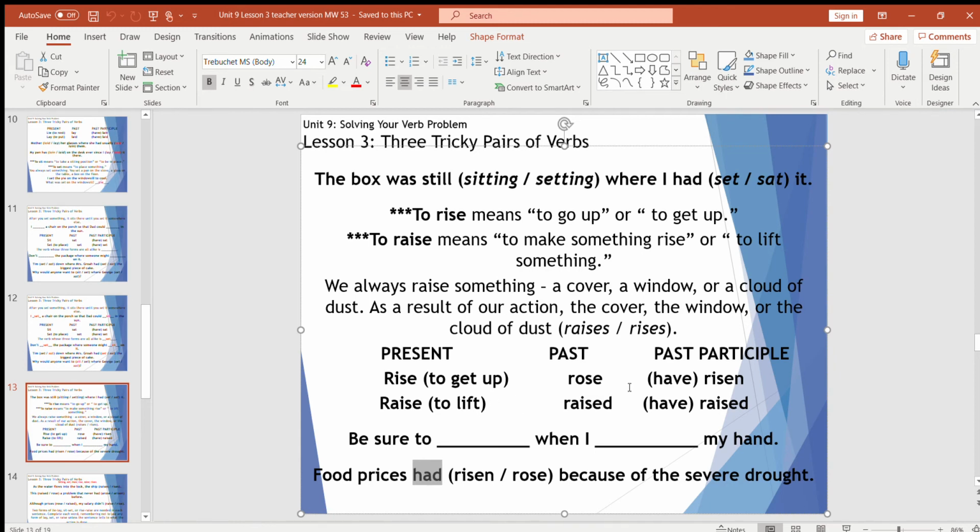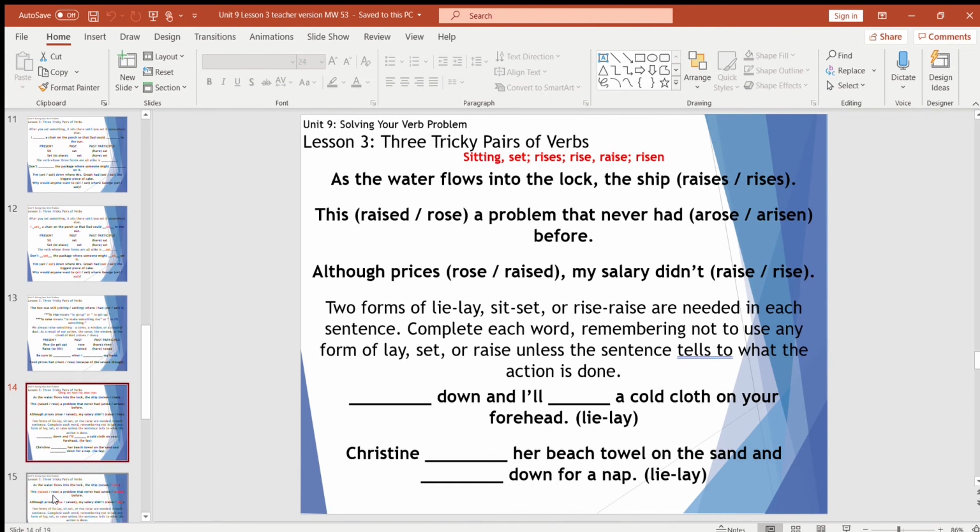And that would be have risen, right? Why is that? Because they're lifting themselves. It's not like something else is lifting it. So they have risen because of the severe drought. Okay, so as the water flows into the lock, the ship raises or rises. Okay, so if it's doing it to itself, it rises.